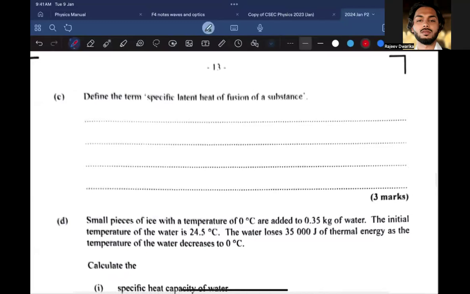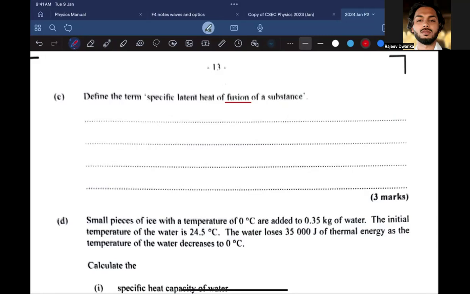All right, Justin, what is the specific latent heat of fusion of a substance? Anytime you say fusion, we're going from what state to what state? Fusion. What does fusion sound like? Does it sound like a liquid or solid? Gas? I think you're talking about vaporization. Fusion could be like water to ice. Yeah, or vice versa, right?